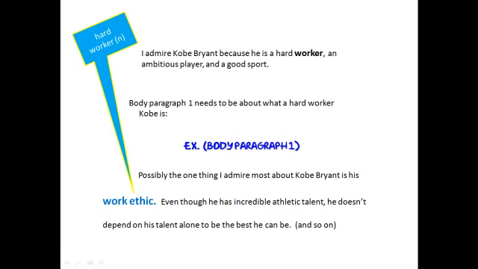Notice, too, that in referring to Kobe Bryant being a hard worker, we don't have to use the exact same language again. Someone who is a hard worker may be said to have a good work ethic or a strong work ethic. And so this writer has rewritten the same point using different words for sentence variety, and so that it doesn't sound unnecessarily repetitious.